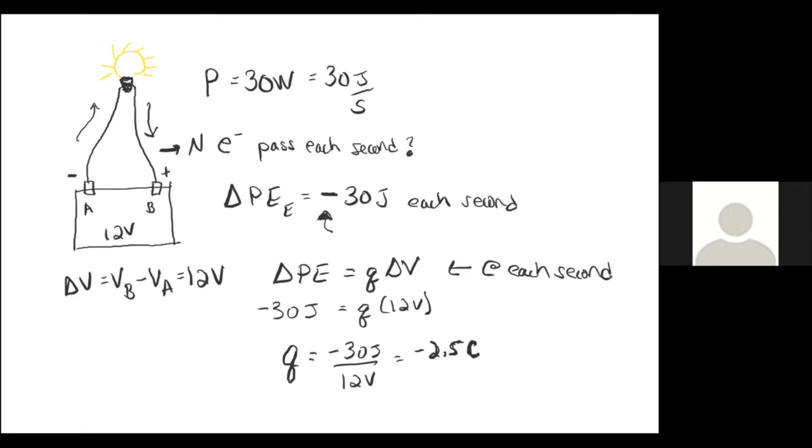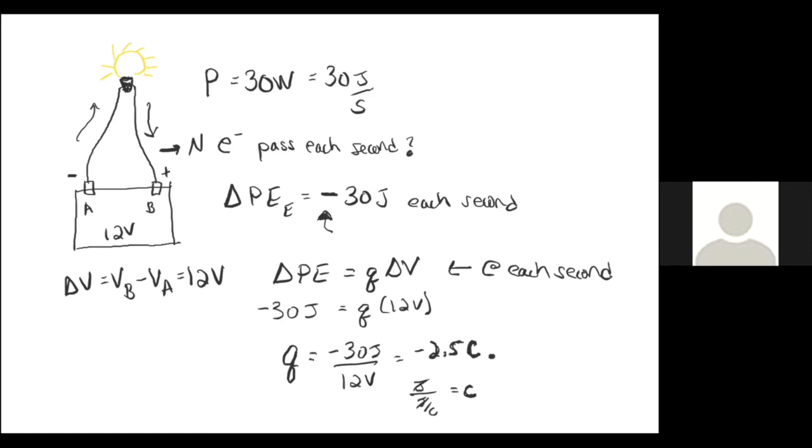How did I get coulomb? Well, we've got a unit of joule on the top here, and then we're dividing it by a volt, which was a joule per coulomb. So we're left with essentially an inverse coulomb, 1 over 1 coulomb, and that gives us back a unit of coulomb.